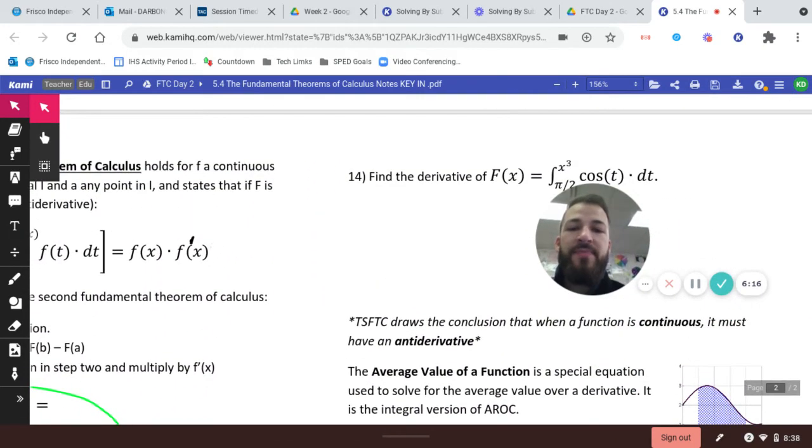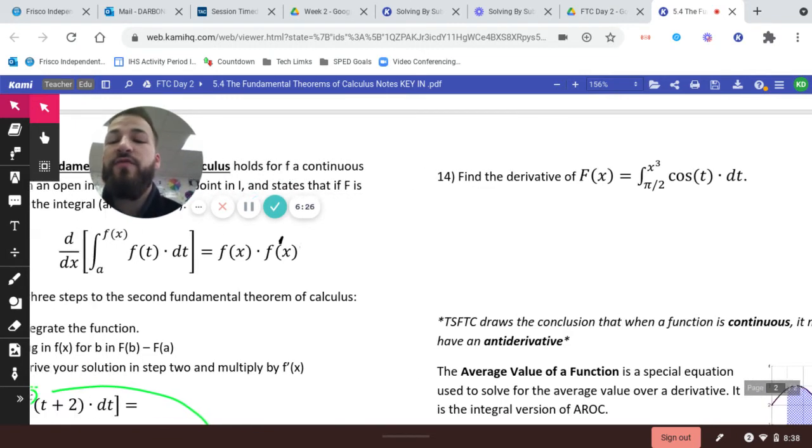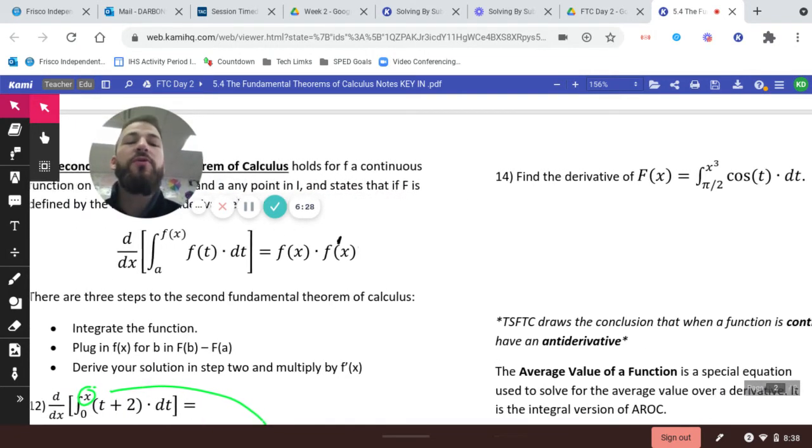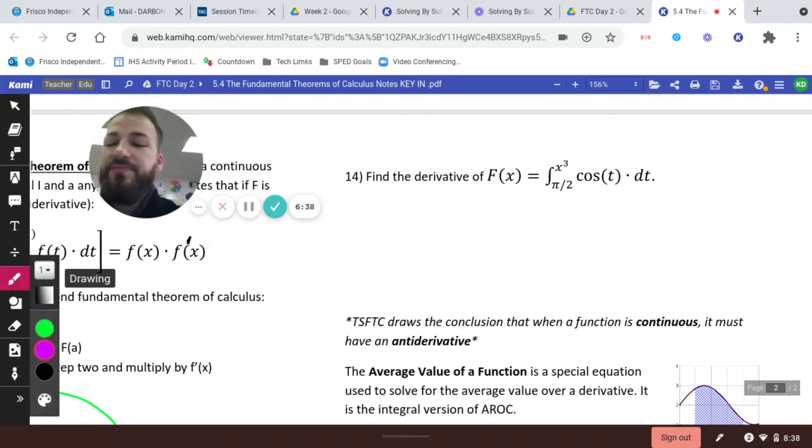Let's look at 14. Find the derivative of f of x is equal to the integral from pi over 2 to x cubed of cosine of t dt. So this one, they didn't write the full formula out where it's the derivative of the integral. They just said find the derivative of f of x, which is equal to the integral. So they're still telling you to derive the integral. They're just writing it a little different. So we're going to apply our formula.